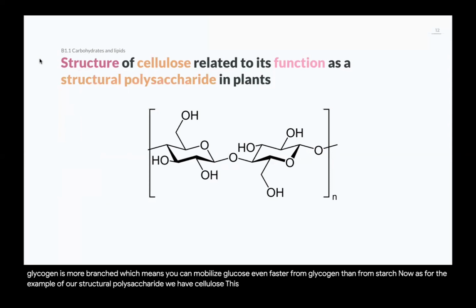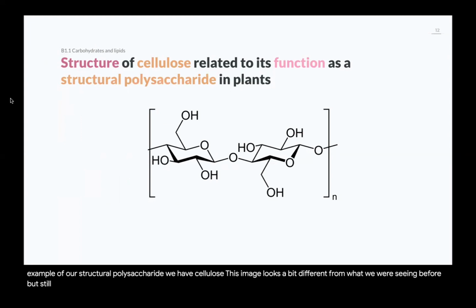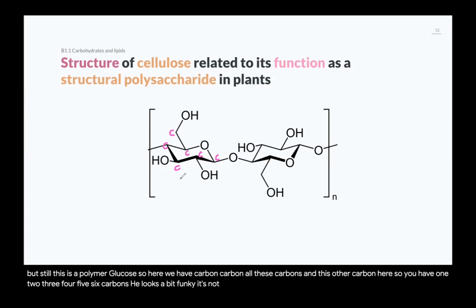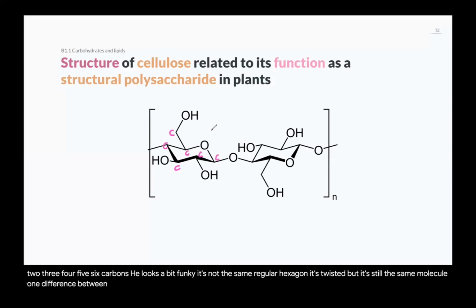And this image looks a bit different from what we were seeing before, but still this is a polymer of glucose. So here we have carbon, carbon, all these carbons, and this other carbon here. So we have 1, 2, 3, 4, 5, 6 carbons. And yes, it looks a bit funky. It's not the same regular hexagon. It's twisted, but it's still the same molecule. One difference between cellulose and starch, one very important difference can be seen here.